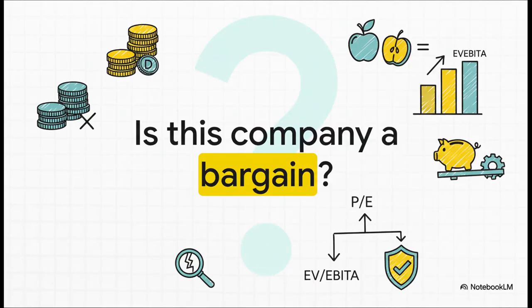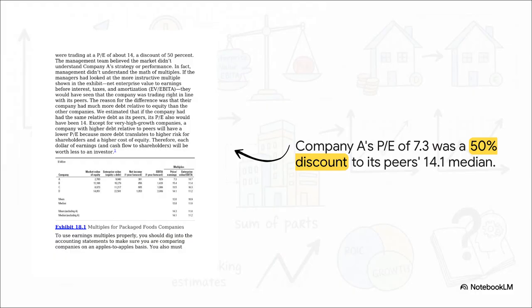Okay, let's just dive right in with a real-world question. You're looking at a company, and you need to know, is this a good deal or not? That's the exact question a team of managers at a packaged foods company, we'll just call them Company A, were asking themselves. So they looked at this chart, right, and their price-to-earnings multiple, their PE, was just 7.3. Now you look at their competitors, the median was 14.1. Whoa, that's almost a 50% discount.